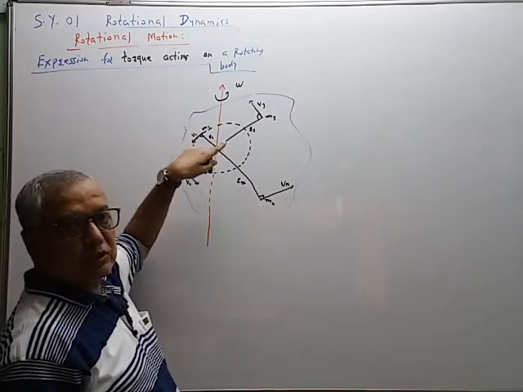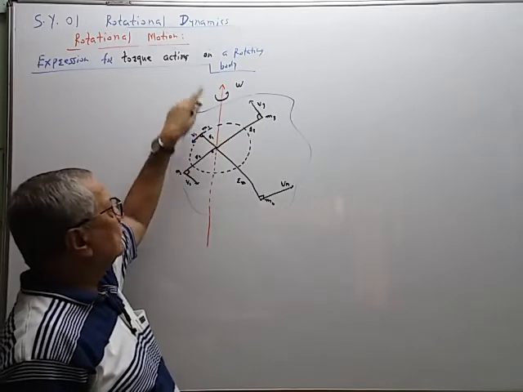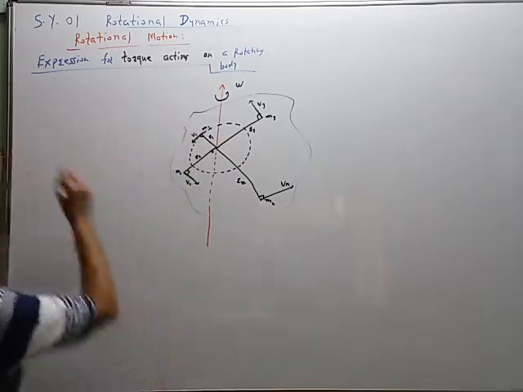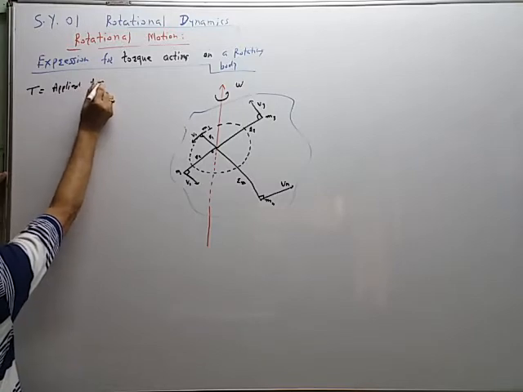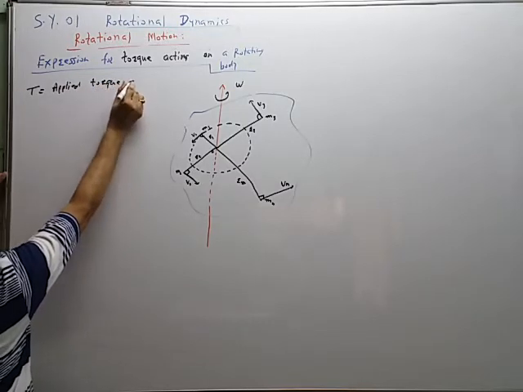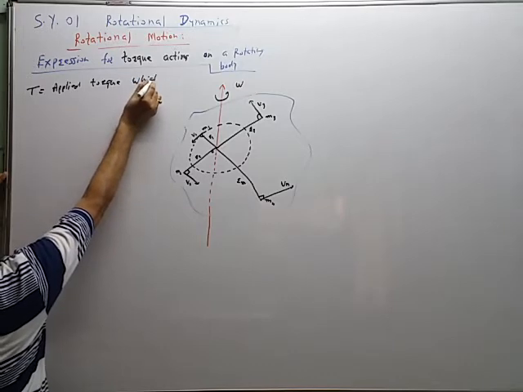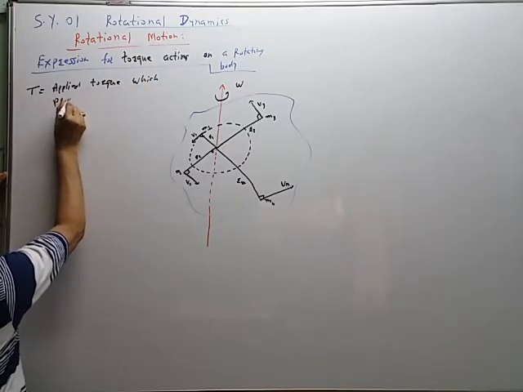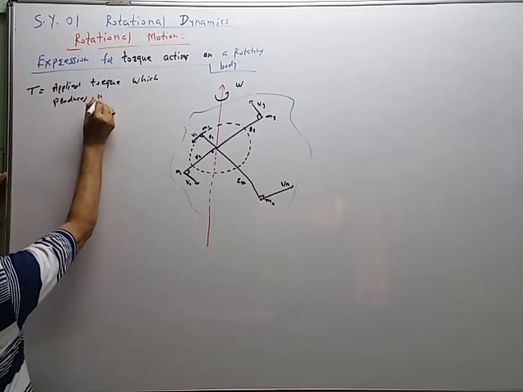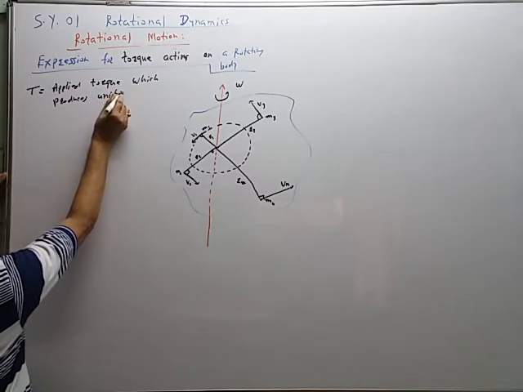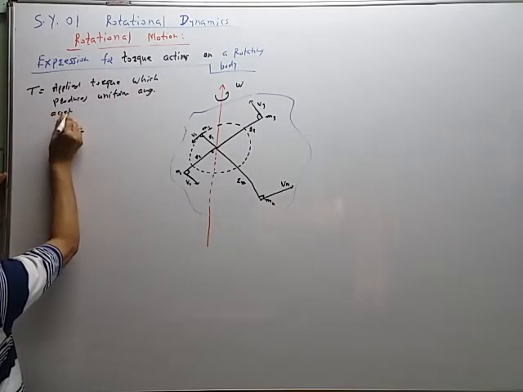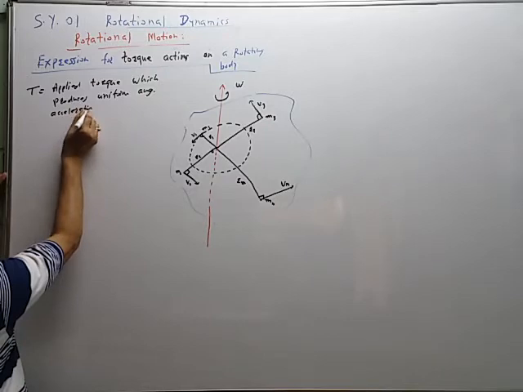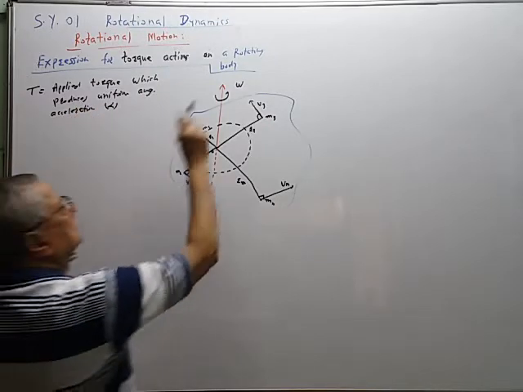The axis is perpendicular to the plane of the figure. When the torque T is applied, T is equal to applied torque, which produces uniform, means constant, angular acceleration alpha.